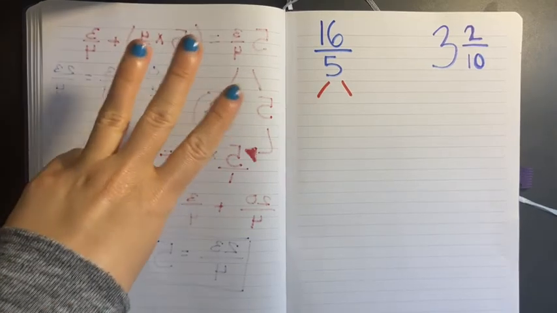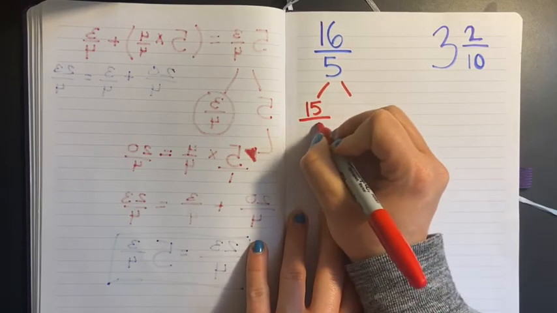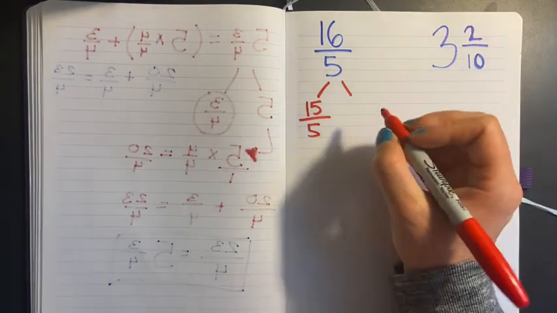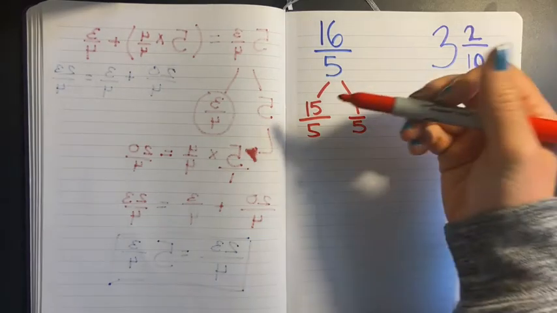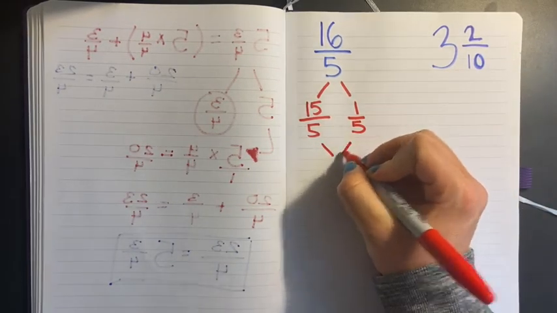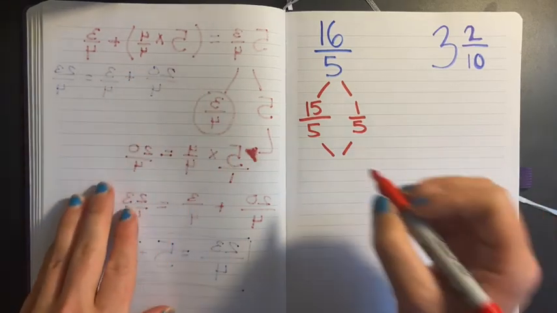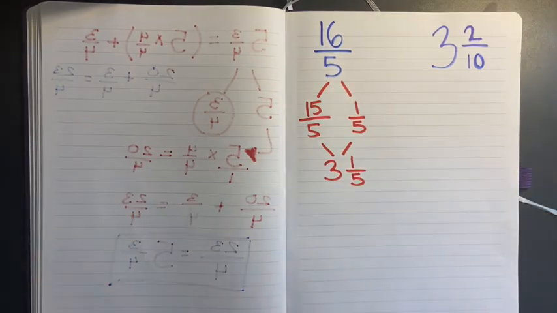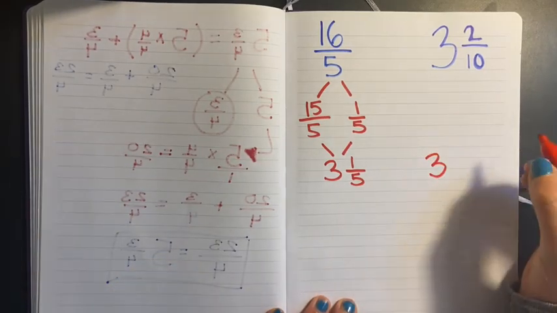Yes, 5 can go into 16 exactly 3 times, giving us the fraction 15/5. What is left over when we take 15/5 from 16/5? Yes, we have 1/5. Okay, so now we're able to convert 15/5 to a whole number. 15 divided by 5 is going to give us the whole number of 3. So I have 3 and 1/5.